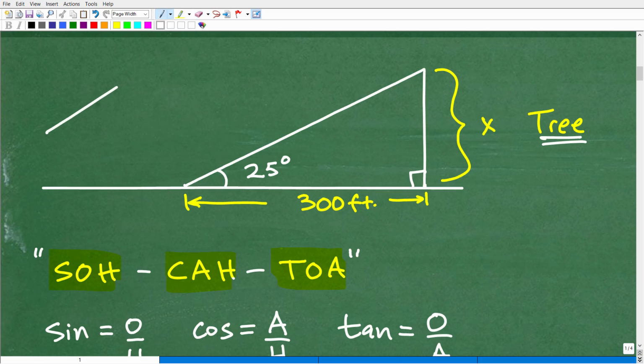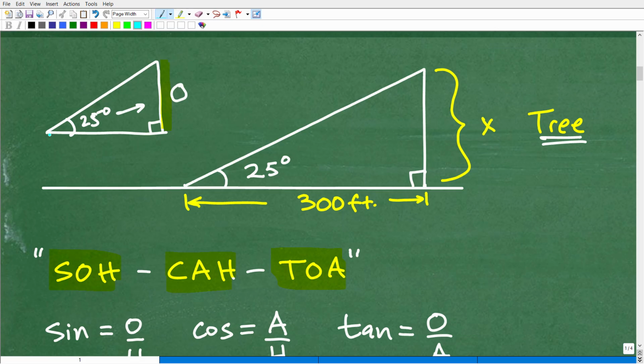So let's talk, as an introduction to trigonometry, about a triangle like so. I'm just going to reconstruct this triangle right there. And here's our 25 degrees. Now this side right here, here's our angle, 25 degrees. This side right here, we call this the opposite side. Okay, so here's 25 degrees. This is the opposite side.